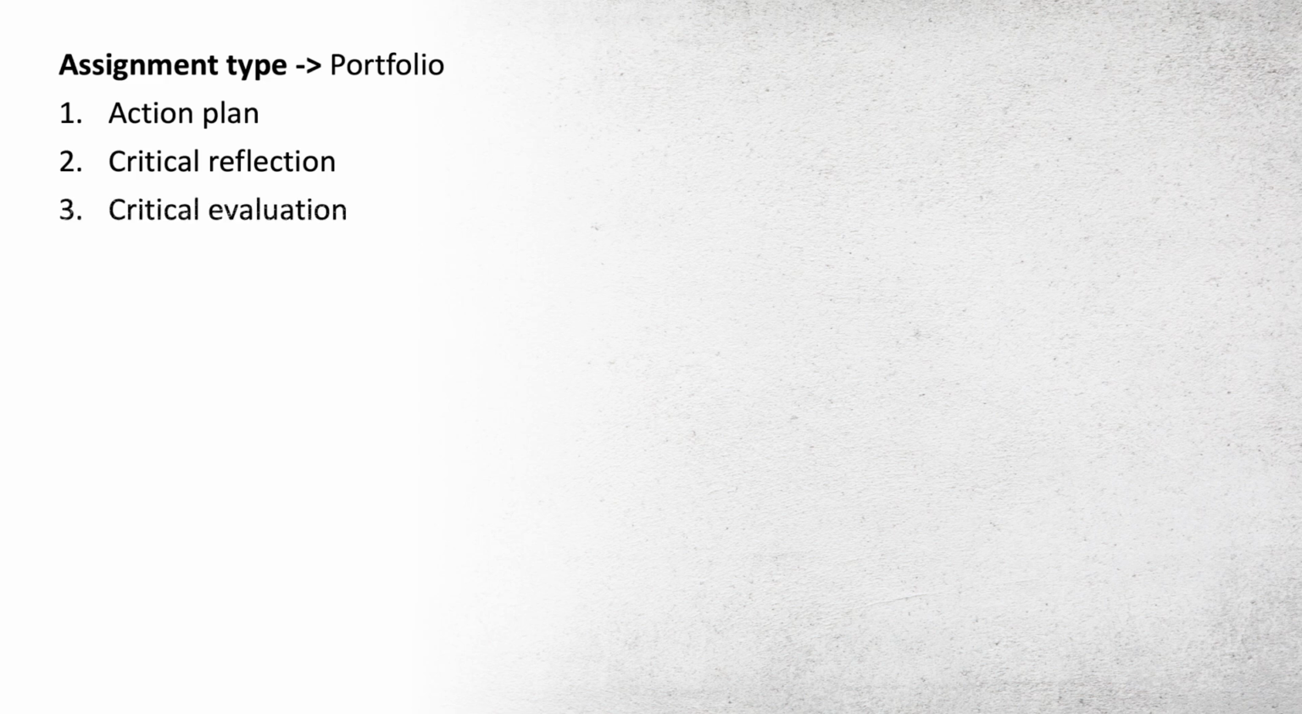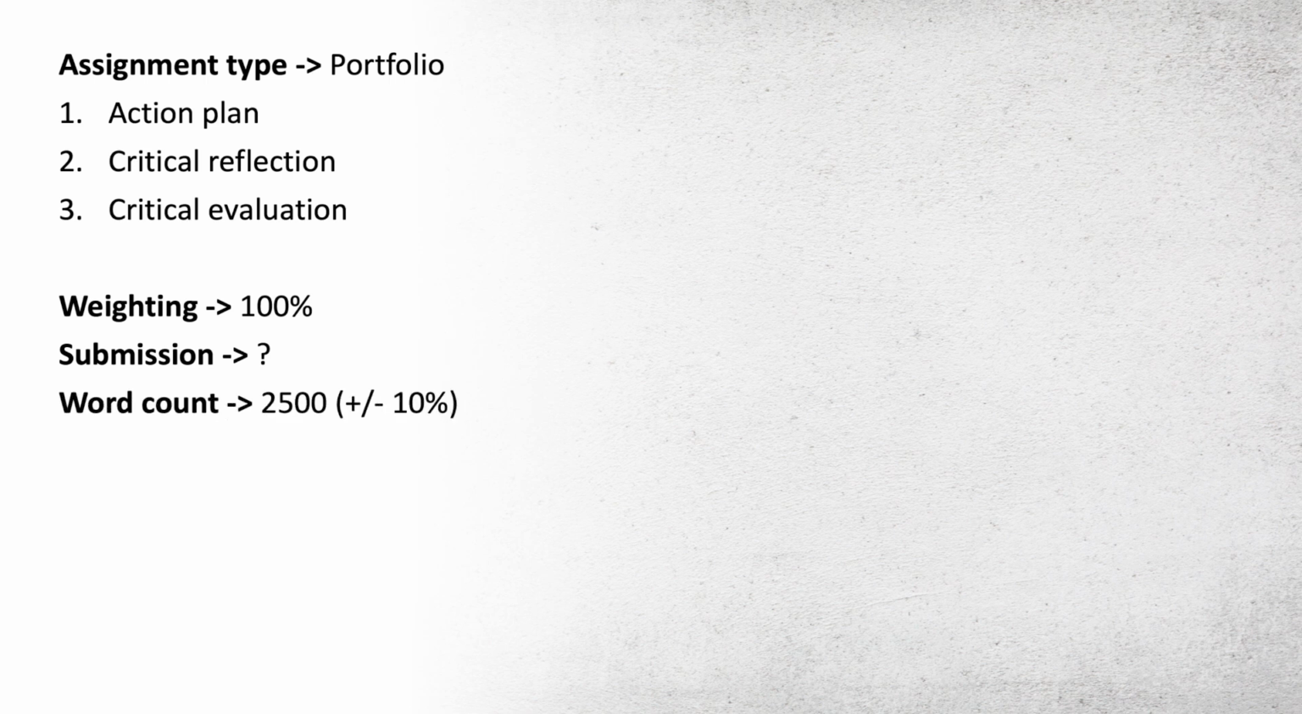So this time around, your assignment type is a portfolio, which is kind of like an assignment made up of mini assignments. And this will include an action plan, a critical reflection, and a critical evaluation. The weighting is 100%, so there's only one assignment for this module. Check your submission date. The word count is 2,500 plus or minus 10%.